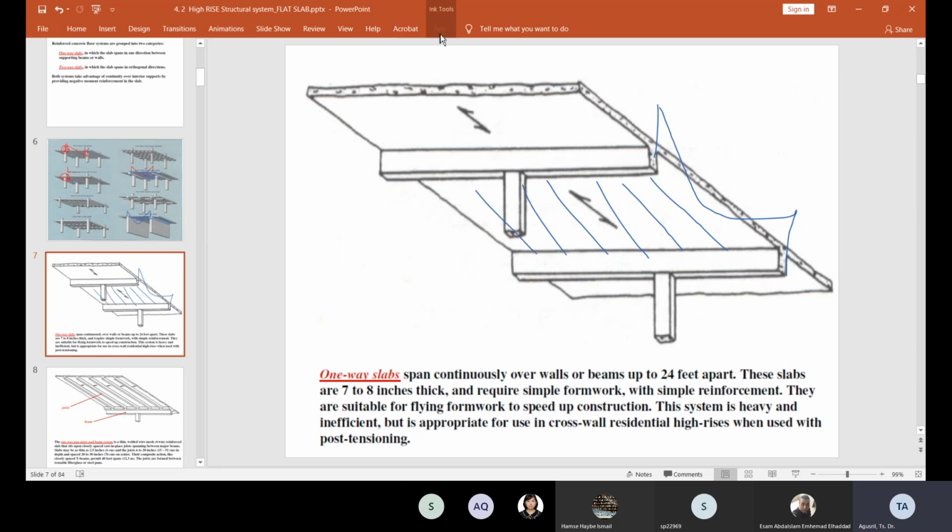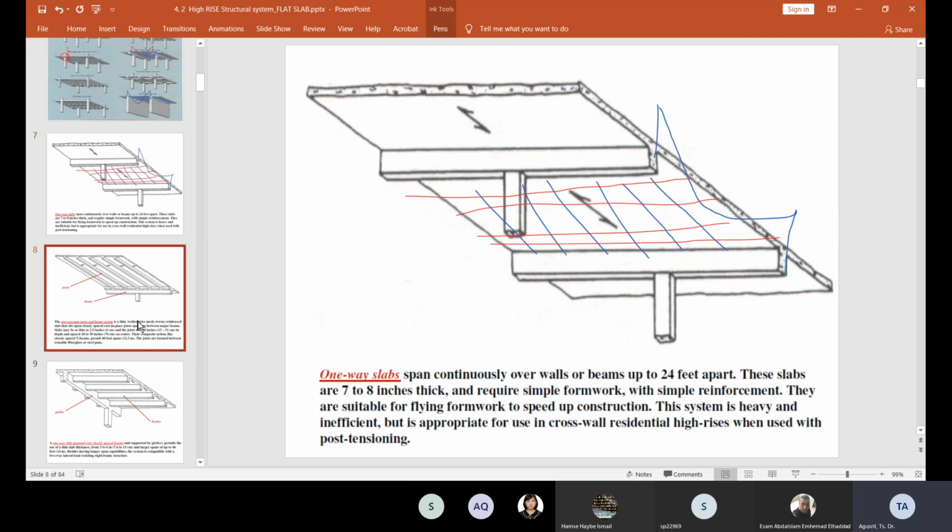Okay, this is the main rebar, and then for the crack or the shrinkage, we need to provide the minimum rebar in this direction with the red color. And then the advantage of this type of slab is that it requires simple formwork with simple reinforcement.